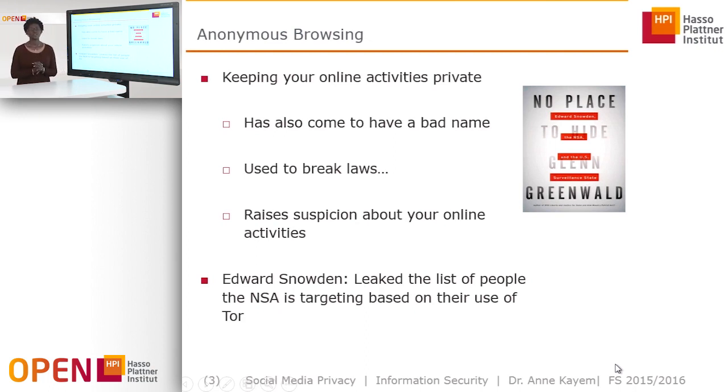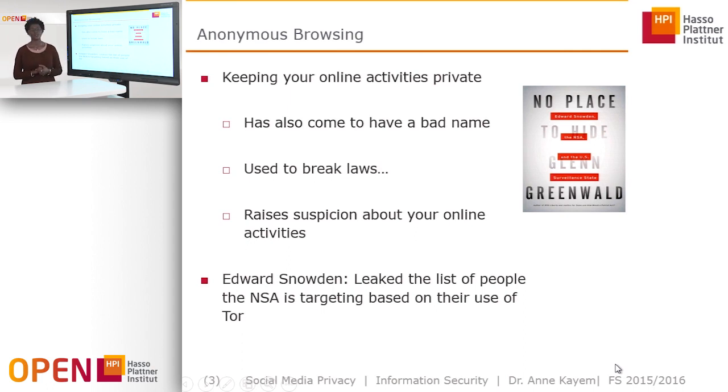Browsing in anonymous mode is basically the idea of trying to keep the activities that you are carrying out online private. And unfortunately, the idea of browsing in anonymous mode has come to have a bad name because people tend to use these platforms to also break laws. And so the state or the state security agencies are suspicious if you're wanting to browse in anonymous mode. But you can browse in anonymous mode and do good things.